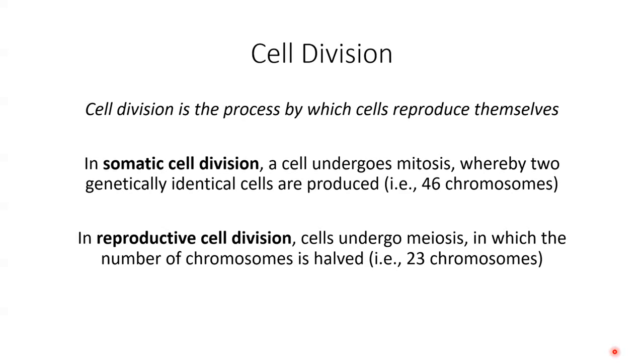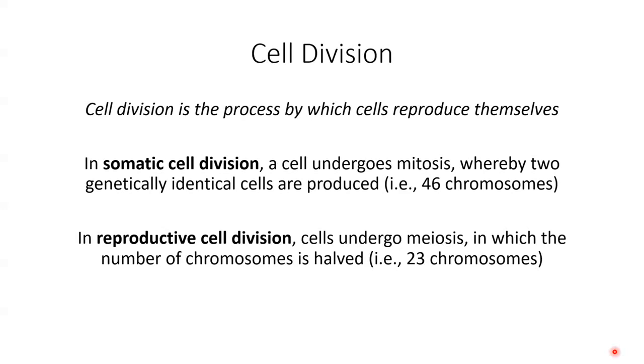Spermatogenesis is the production of sperm from primordial germ cells. But before we delve into the specifics, we need to briefly cover the basics of cell division. Most of the cells of the human body undergo cell division, which is the process by which cells reproduce themselves. There are 2 types: somatic cell division and reproductive cell division, and these have 2 different end goals. A somatic cell is any cell of the body other than a germ cell. A germ cell is a gamete, which in males is sperm, and in females is oocytes or eggs.